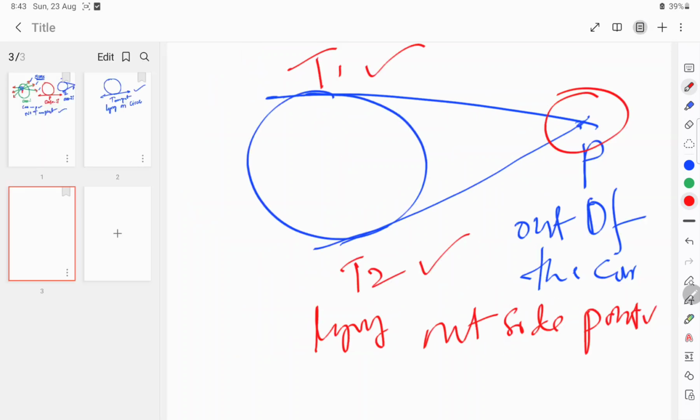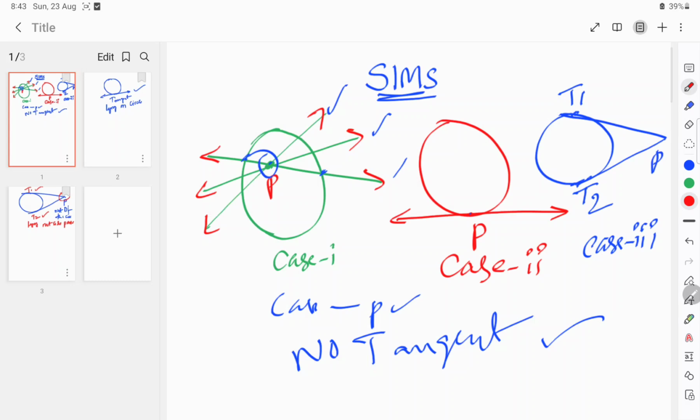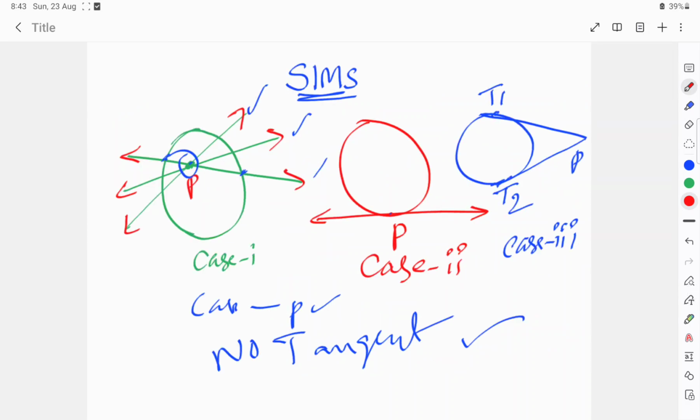So once again, what have we discussed? How to make tangents to a circle. Case 1, the point inside the circle: no tangent. Outside the point, 2 tangents. And the point on the circle, 1 tangent. So inside the circle, no tangent. On the circle, 1 tangent. Outside the circle, 2 tangents.